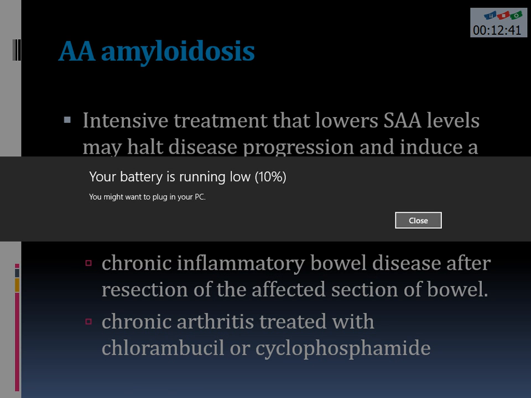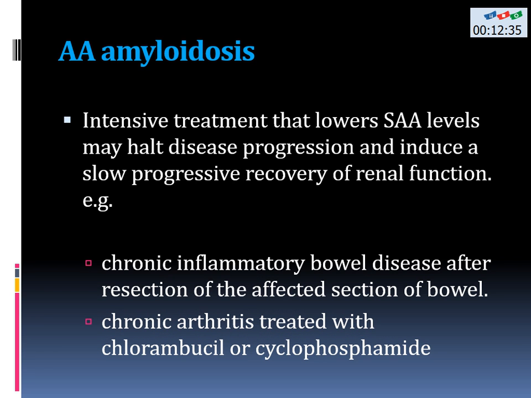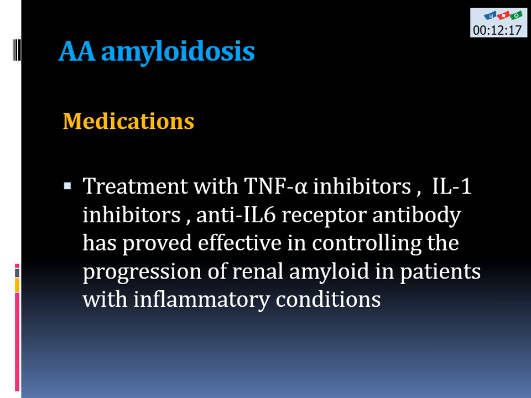What examples do we have here? Examples is the treatment of chronic inflammatory bowel disease after resection of the affected bowel. This leads to complete remission of the renal amyloidosis. Chronic arthritis, also treated with immune suppressants, happens to halt the disease progression in the renal tissue.